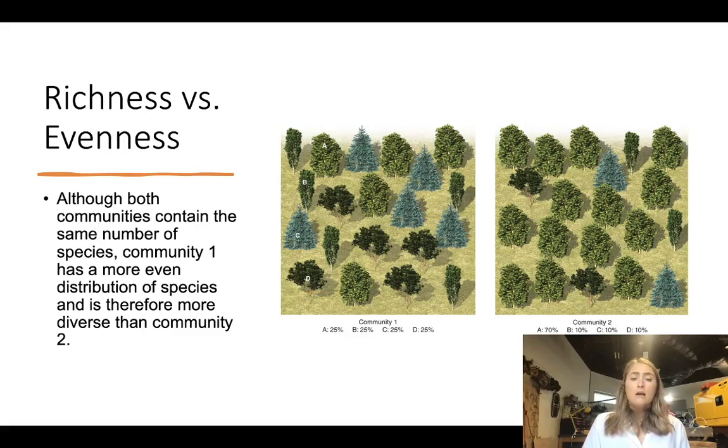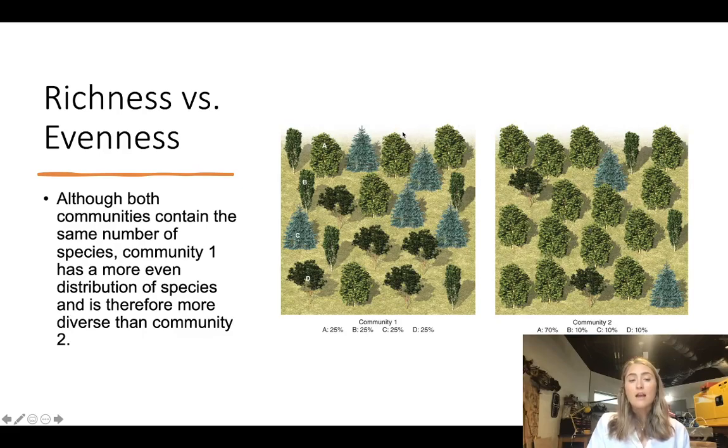Community 1 and Community 2 both have the same types of species. We've got tree species A, B, C, and D, and both ecosystems have these 4 different types of tree species. We have them in both of these sections. So we would say that both of these have the same species richness. They have the same amount of different types of species in them.